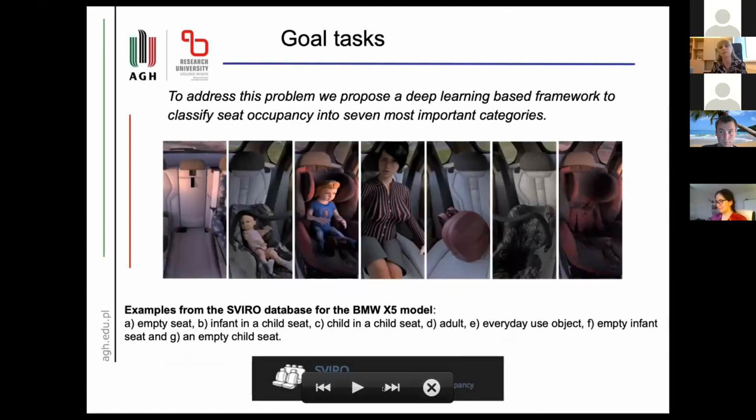So to address this problem, we have implemented an end-to-end framework based on deep learning algorithms to classify seat occupancy into 7 main categories, including empty seats, seats with everyday use objects, adults in the car, as well as infant and child in the seats, as you can see in the images here.